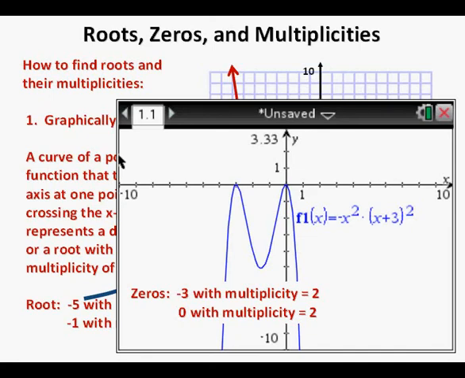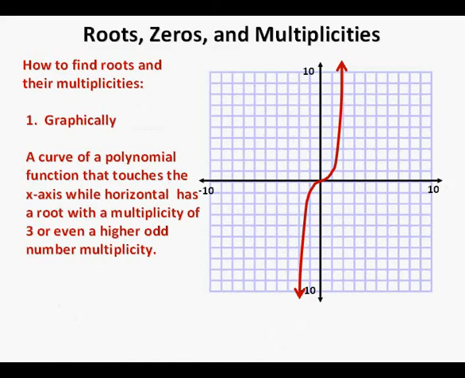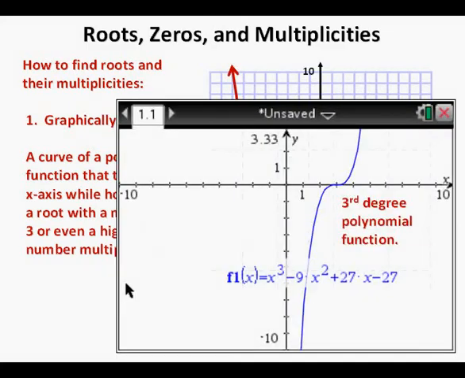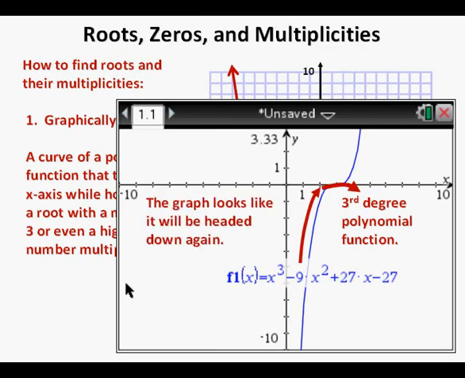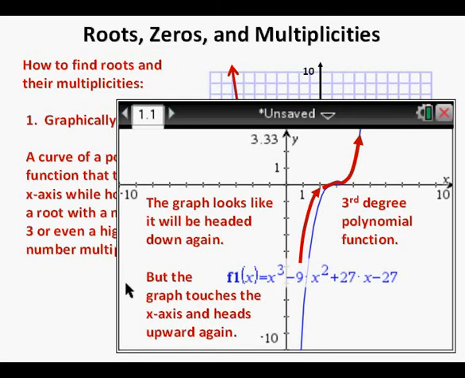Now we'll take a look at triple roots, or a 0 with a multiplicity of 3. A curve of a polynomial function that touches the x-axis while horizontal has a root with a multiplicity of 3, or even a higher odd-numbered multiplicity. And here's a cubic or 3-degree polynomial function graphed with a calculator. The graph goes right up to the x-axis, and it looks like the graph will go up to touch the x-axis, then turn around and go back down again like a multiplicity of 2. But instead the curve touches the x-axis, then goes up on the other side of the x-axis.